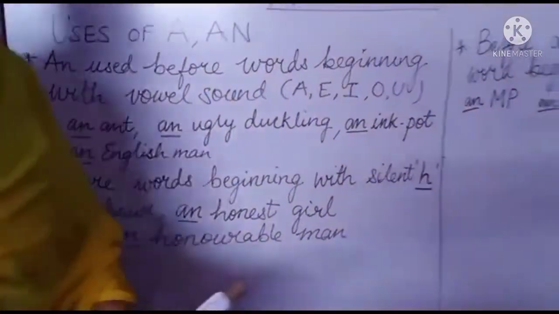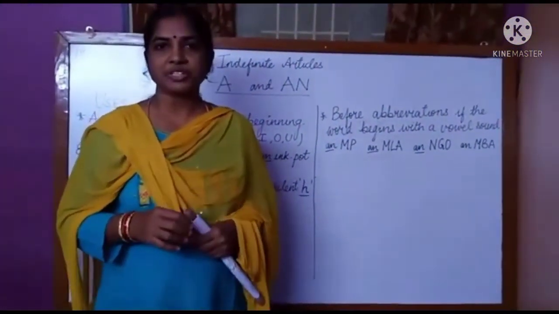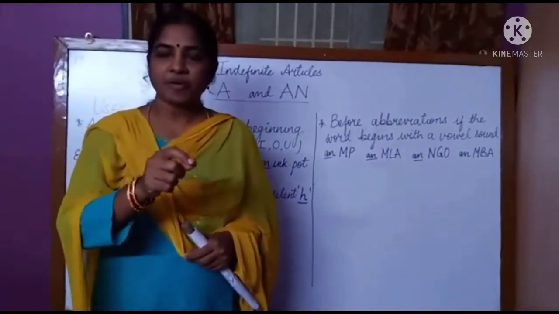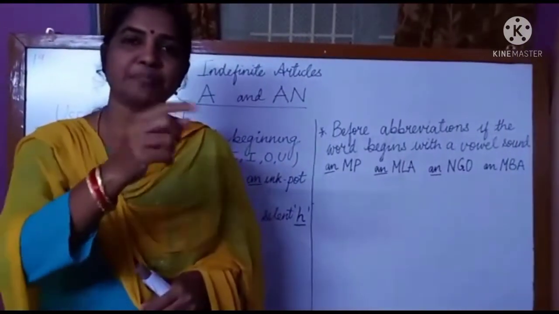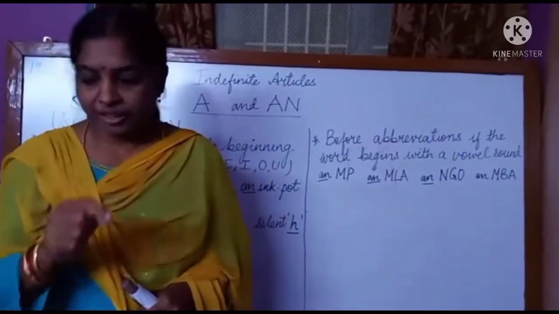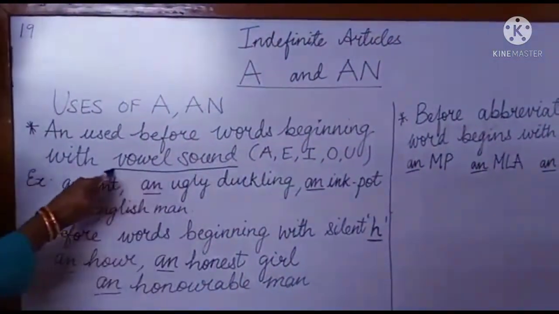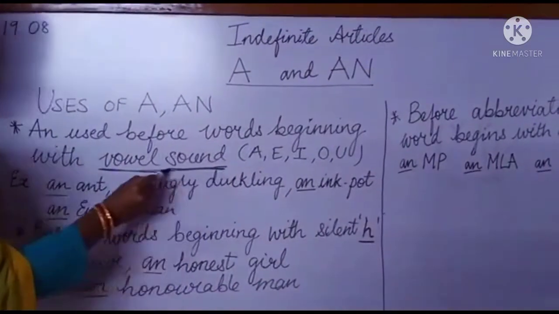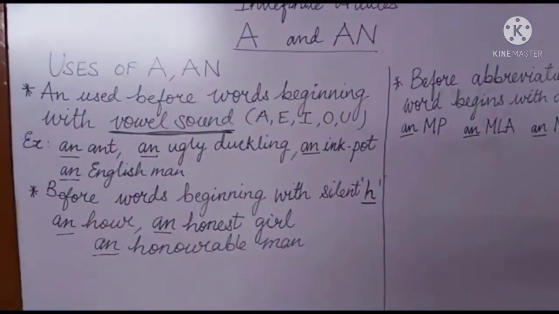And children, you all make a mistake. The mistake you make is, when you check whether a word is starting with a, e, i, o, u, you simply write an. Please don't do that. You need to check for the vowel sound. Again, I repeat, when you are placing an, you need to check the vowel sound.